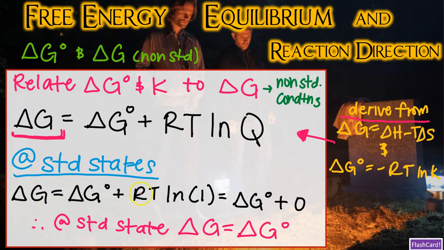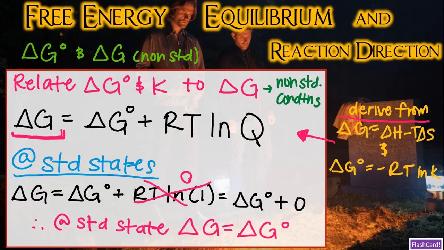Now, if we focus on standard states again, then delta G is equal to delta G naught plus RT natural log of 1, because our Q value is equal to 1. And if Q is equal to 1, this entire portion is equal to 0. So we essentially have delta G naught plus 0. That means at standard states, the reason we're able to interchangeably use delta G without a degree symbol and delta G with the degree symbol is because at standard states, delta G under non-standard conditions still equals delta G naught.